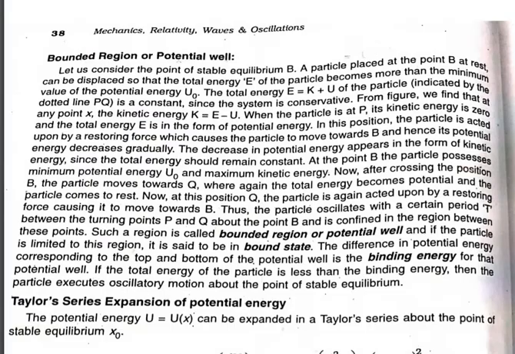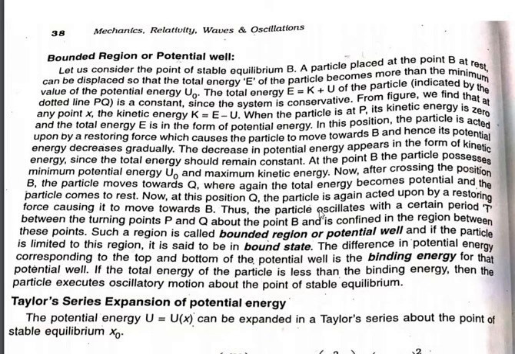Okay, so the turning points are P and Q. Such a region is called the bounded region or potential well, and the particle is limited to this region. A well or bounded region means the particle cannot move away from the turning points P and Q. So the particle is restricted to move inside the points P and Q about B. Okay, so they are bounded, they are not free, they are bounded by certain forces. So this is known as the bounded region.